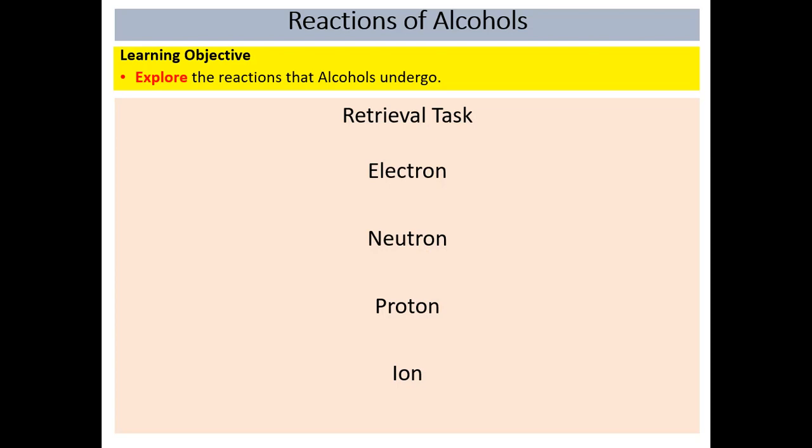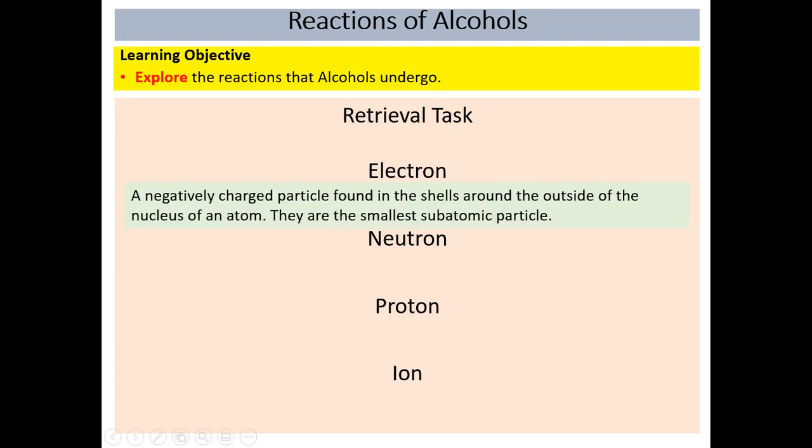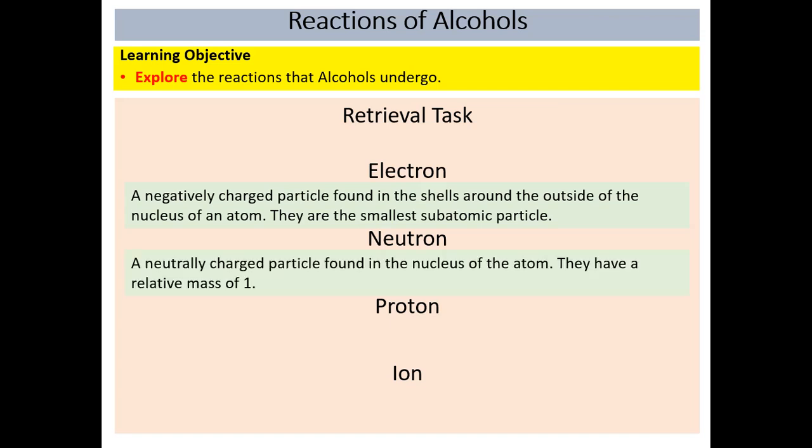Okay, so hopefully we got that an electron is a negatively charged particle found in the shells around the outside of the nucleus of an atom, and they are the smallest subatomic particle. We often say they have a mass of 0. Not entirely true, but it is very, very small. Next one is a neutron. Now, neutron comes from the word neutral because they are neutrally charged. They have no charge.